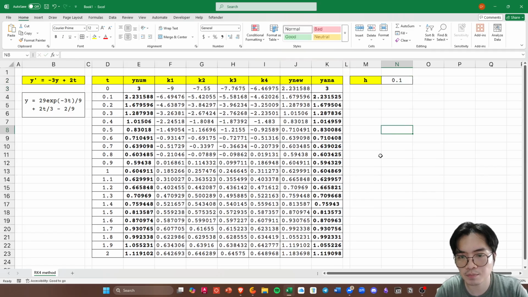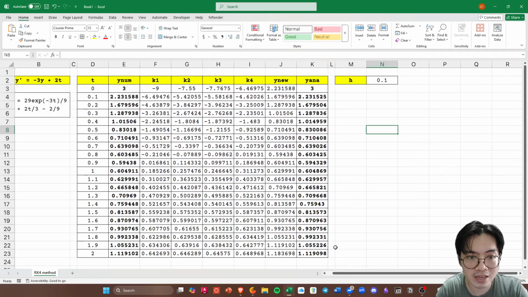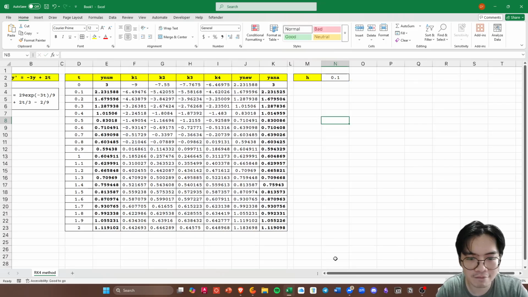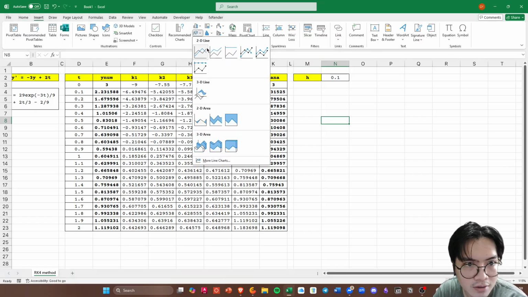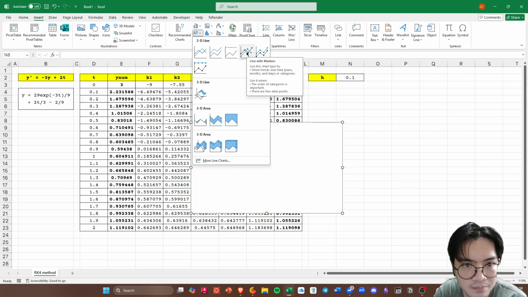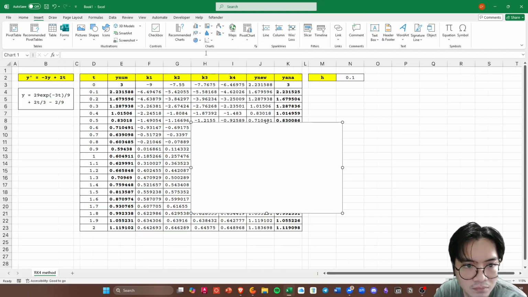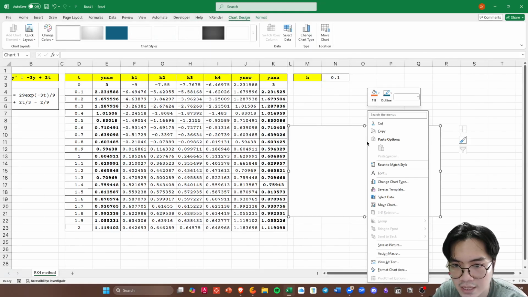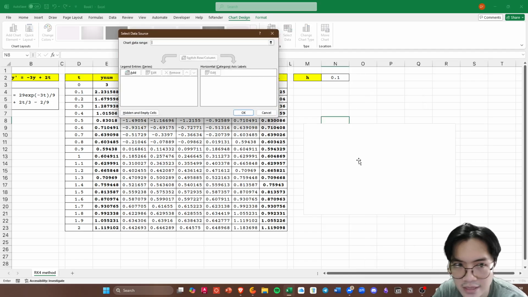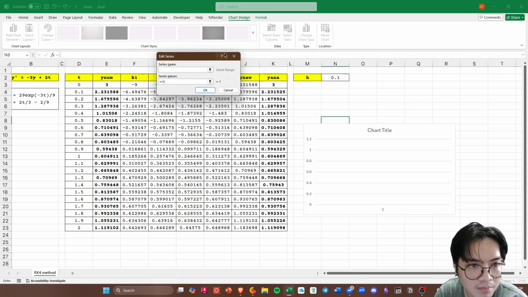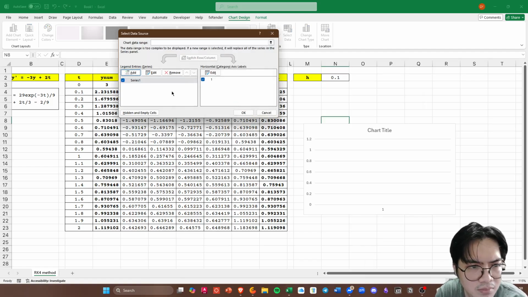If we put this back to 0.1, we can graph the differences between the analytical and the numerical solution. Let's insert a chart here. This is the 2D line. Let's add data to it. Select data. We'll add a series name. What is the series name?